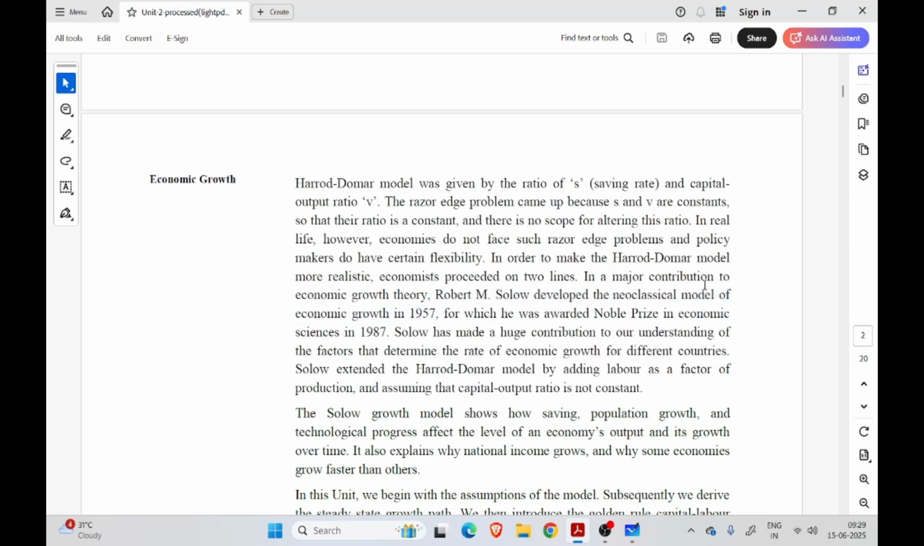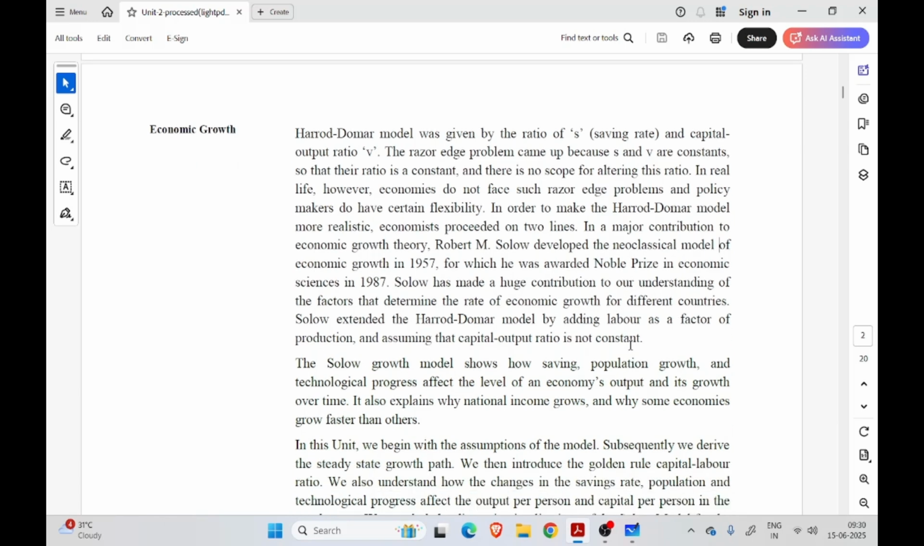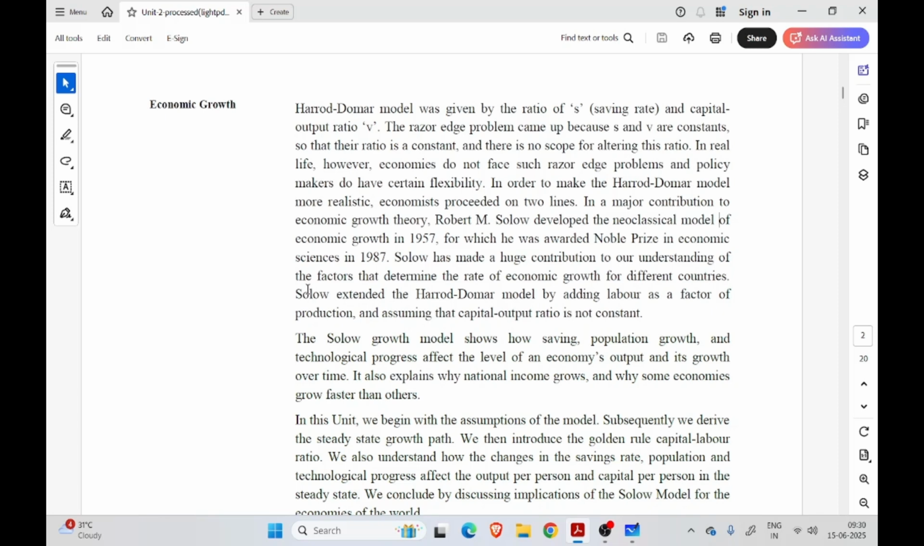Now this is very important for your UGC NET exam. Remember that Robert Solow developed the neoclassical model of economic growth in 1957 and he was awarded the Nobel Prize in Economics in 1987. Solow extended the Harrod-Domar model by adding labor as a factor of production and assuming that the capital output ratio is not constant. In Harrod-Domar, G is equal to S by V, where V is the capital output ratio. In Solow, that V is not assumed to be constant.